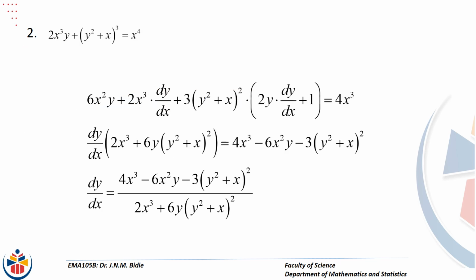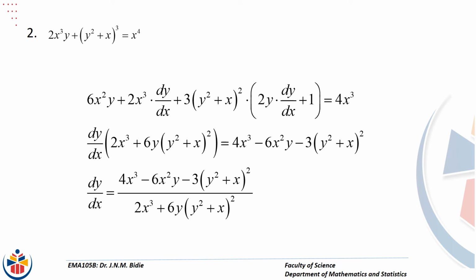Number 2, we have 2x cubed y plus y squared plus x all to the power 3 equal to x to the power 4. Still, the question says we must find dy over dx. So find the derivative of each term. We have 6x squared y.